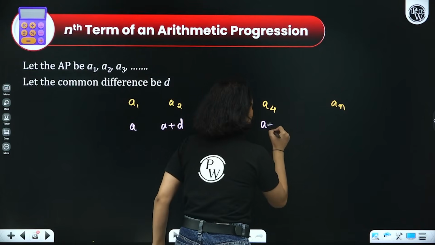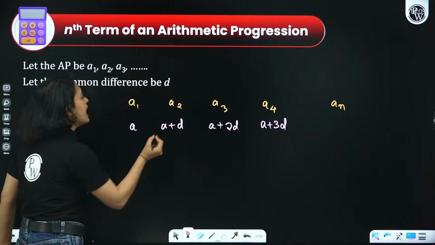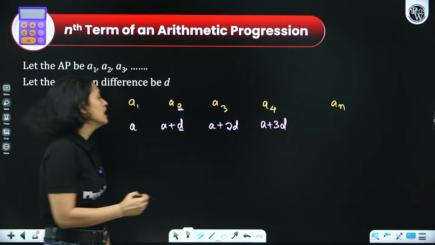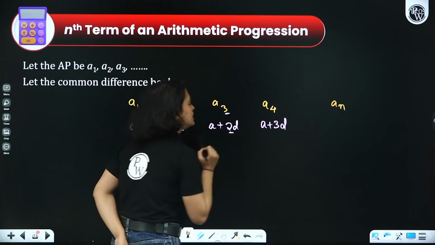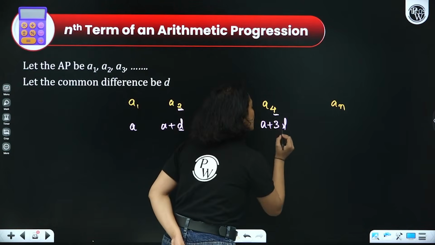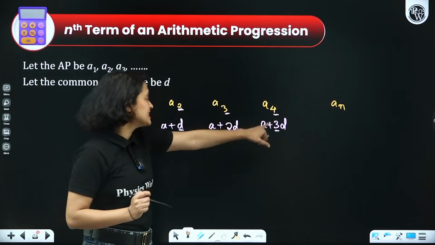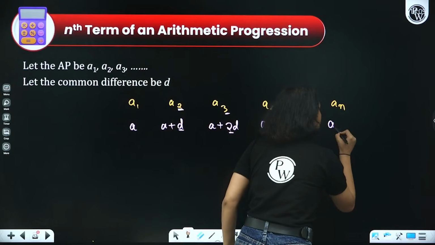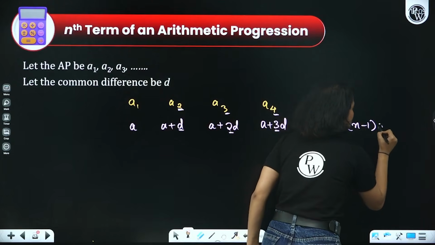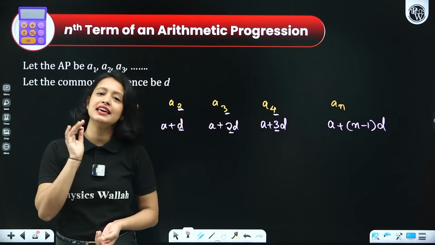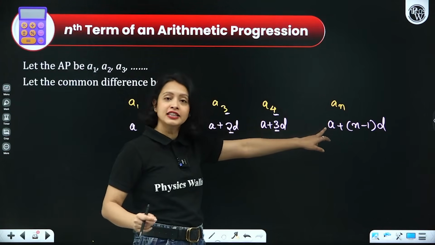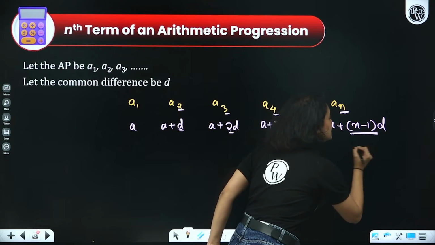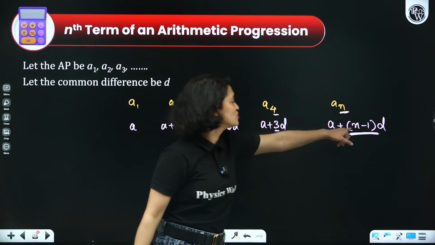So, A plus 3D. Now, notice here, when I had 2 here, we had the coefficient of D as 1, or what is being multiplied with D as 1. When we had 3 here, what was being multiplied with D? 2. When we had 4 here, what was being multiplied with D? 3. So, this here is 1 less than this. Yes or no? So, I can say that AN would be equal to A plus N minus 1 into D. Okay, so N is the position and finally, the nth term would be A plus N minus 1 D. So, the relationship lies between N and the thing that is being multiplied with D. This is 1 less than this.